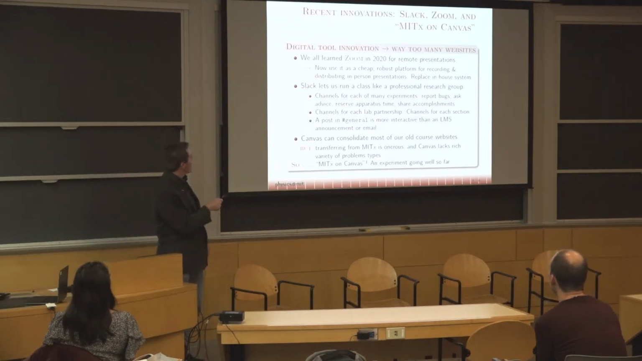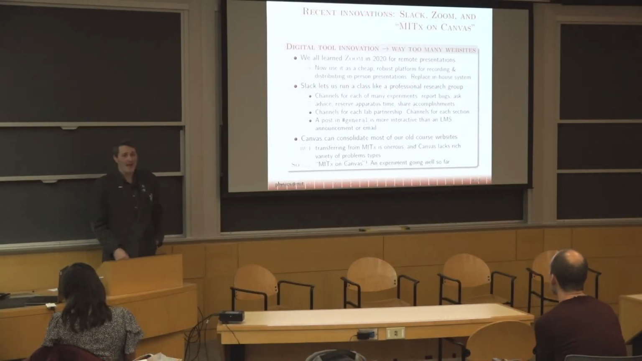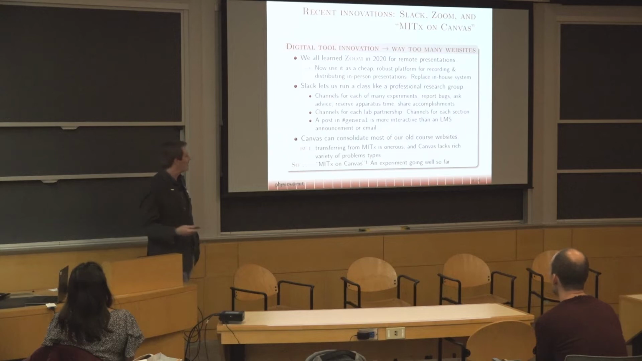We started using Slack for in-class communication. We use Canvas, and the messaging and announcements are great. This class runs like a big research group. The faculty use Slack as their thing. So there are lots of channels for each of the experiments within Slack. People can report bugs. If there's a typo in the lab guide, we find out right away. We don't find out 3 weeks later when everybody got it wrong.